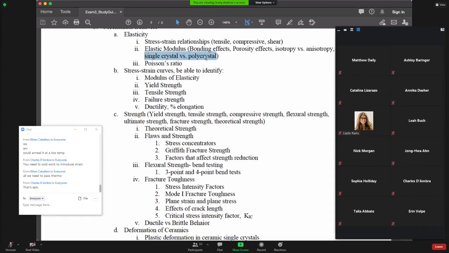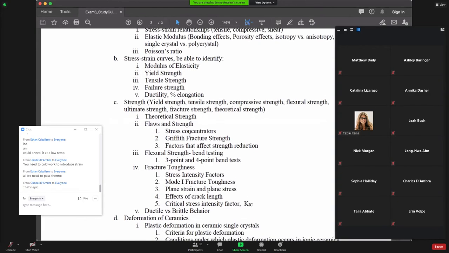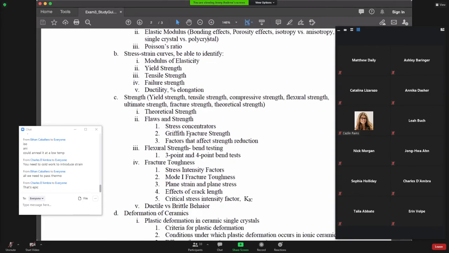We have single crystal versus polycrystalline materials and how that affects properties. In general, single crystals are going to be anisotropic. Polycrystals tend to be isotropic. And of course, we already talked about how the processing can affect that. Poisson's ratio, that's the ratio of strains in our lateral versus longitudinal directions. And I'm just speeding up here, not because of lack of importance of some of these topics, but because time is dwindling. But of course, feel free to still ask questions if they come up.